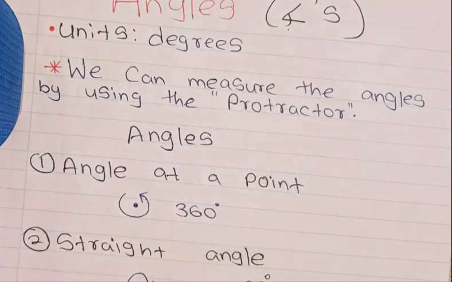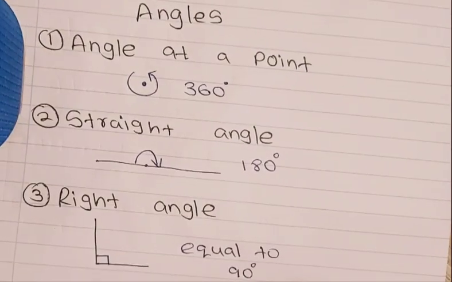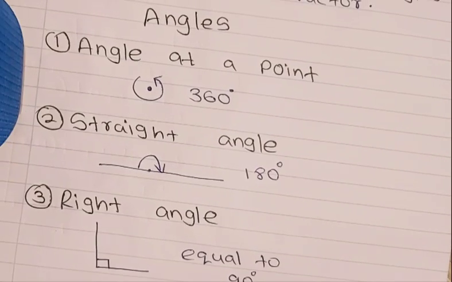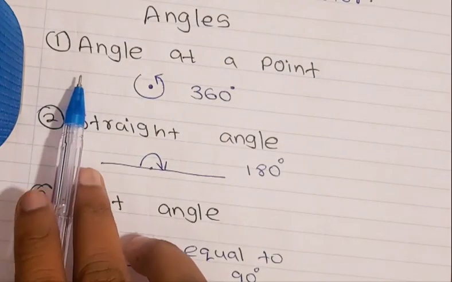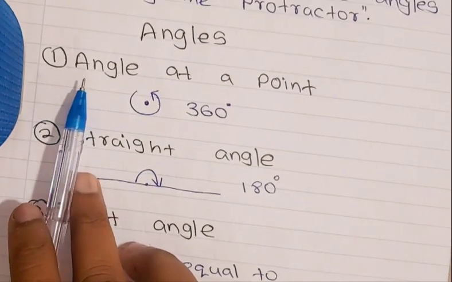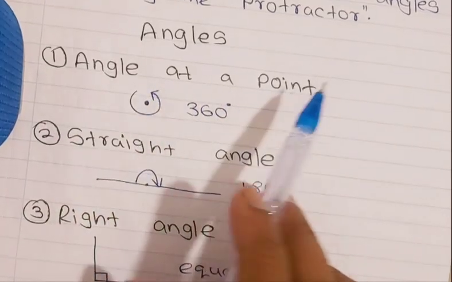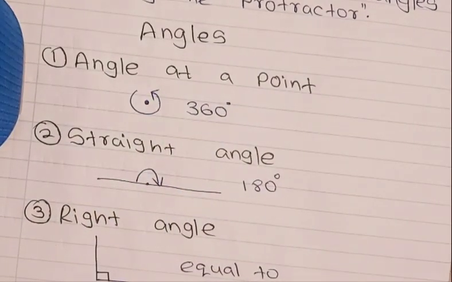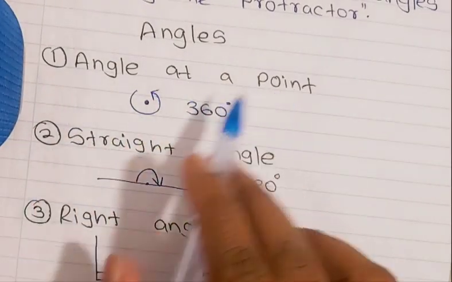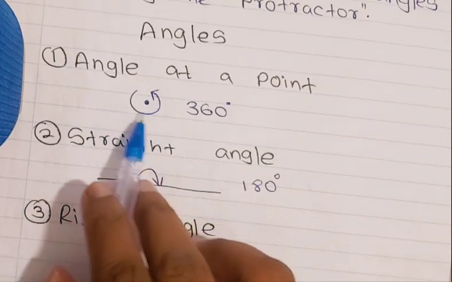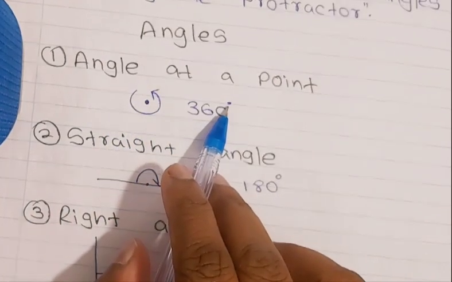Okay, then we can go for the types of angles. Here we are going to study the types of angles. The first one is angle at a point, or otherwise angle around the vertex. Angle at a point or angle around the vertex, you can mark like this, and that is equal to 360 degrees.